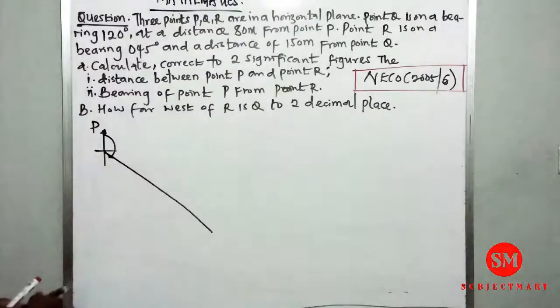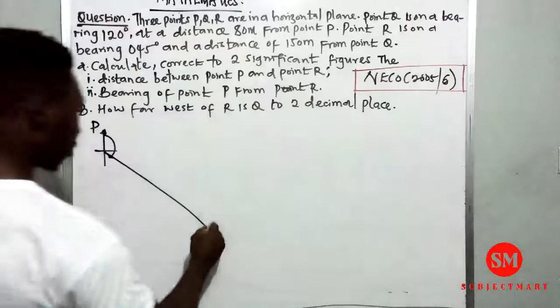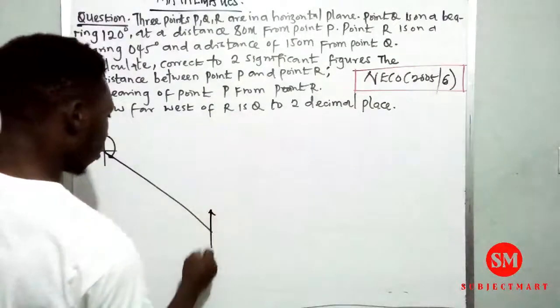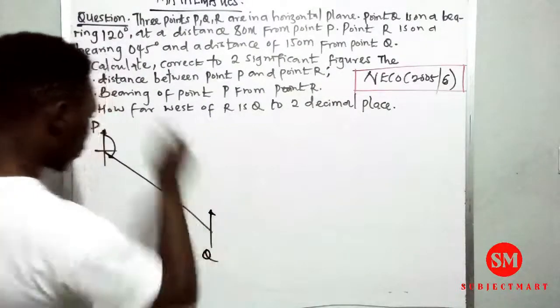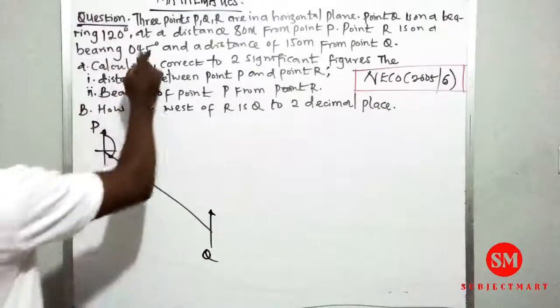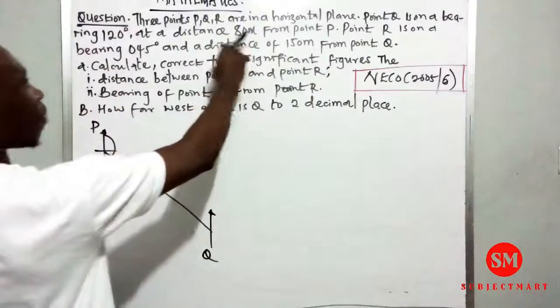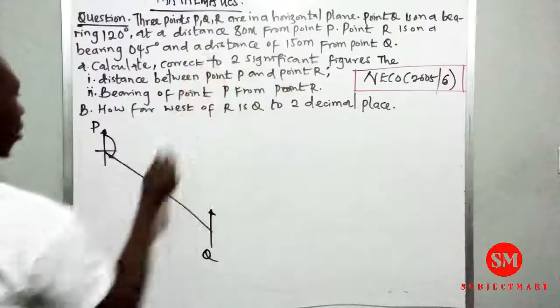We have our 120 here. We mark it. Point Q. And they said the distance from point P to point Q is 80 meters.